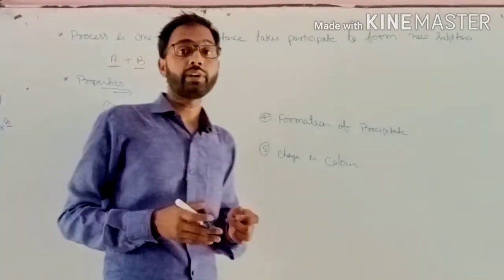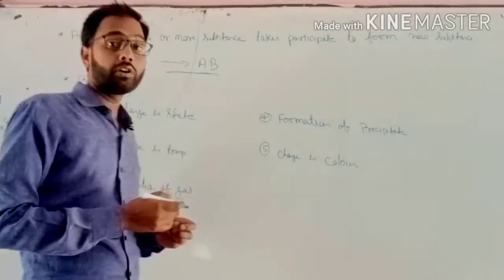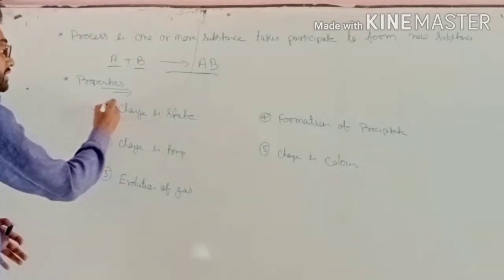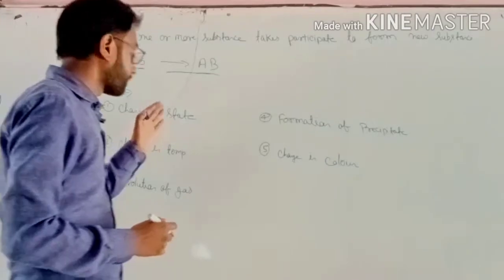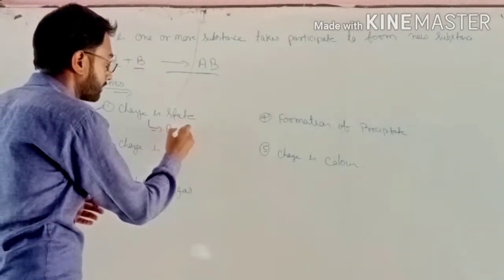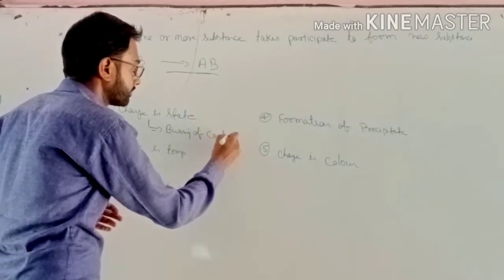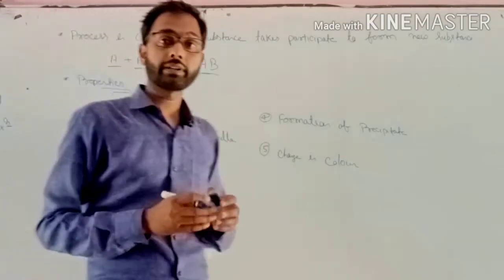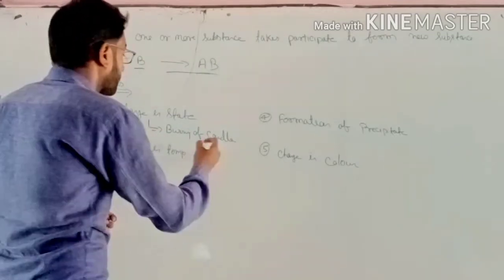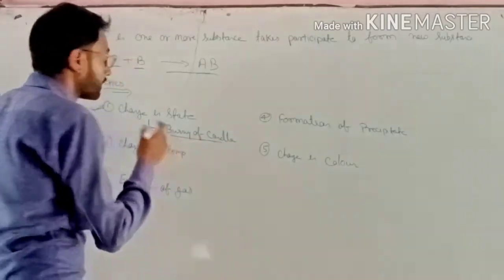And the second thing we have also studied is the characteristics of a chemical reaction, or how we know a chemical reaction is happening. The first characteristic is change in state. The example of this property is burning of a wax candle. When we burn the candle, CO2 gas and water vapor are formed, so we can say that it is a change in state.